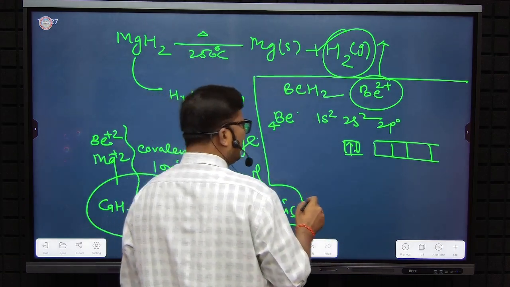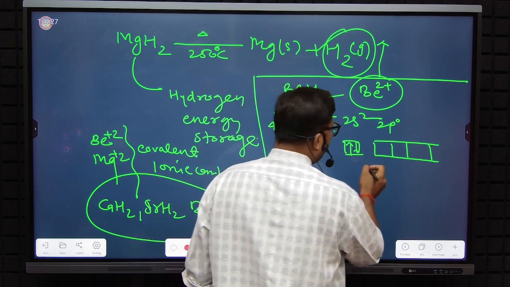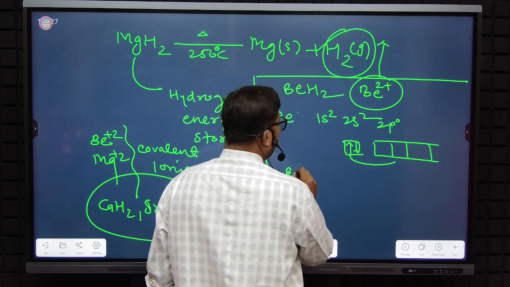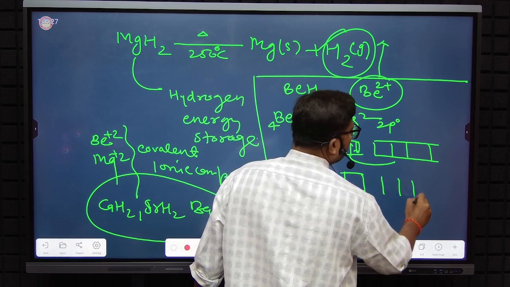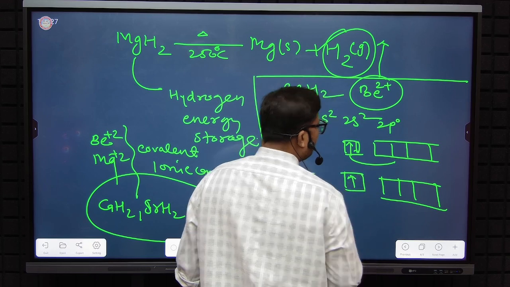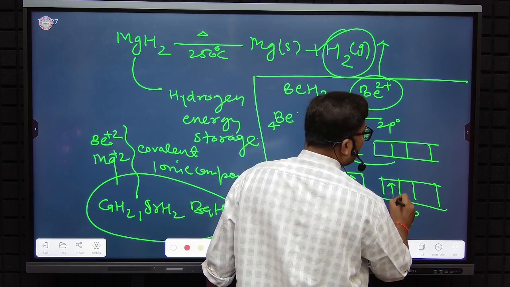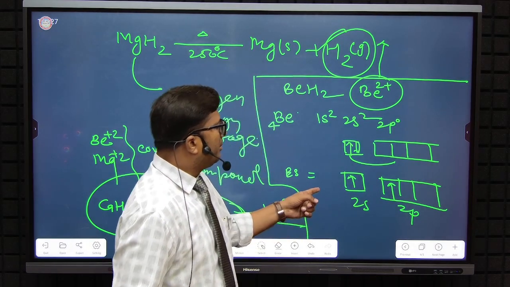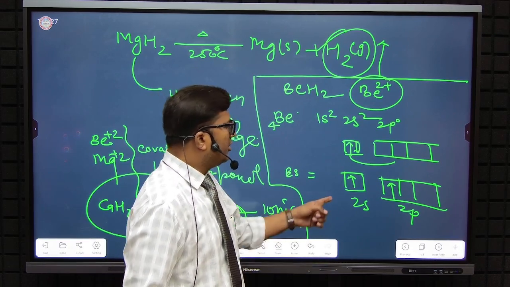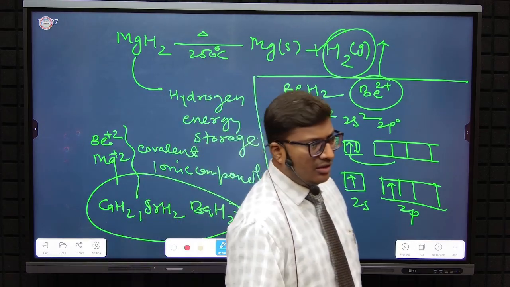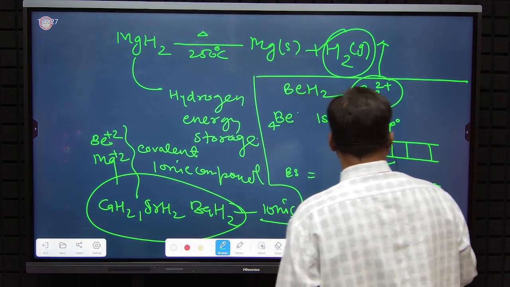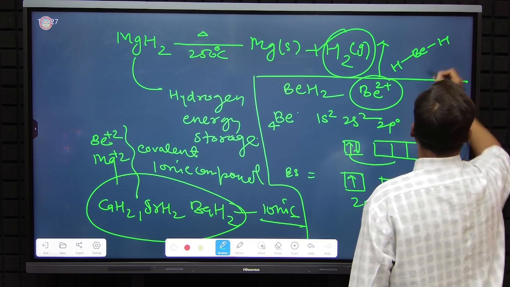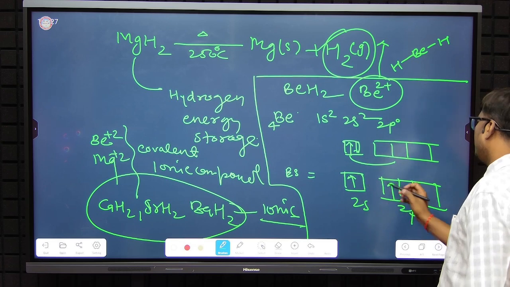Covalent bond formation is only possible if this valence electron is excited to the 2p orbitals. So in the excited state, it forms like that. This orbital contains a single electron, and this also contains a single electron, and these two orbitals remain vacant. So there is a probability of formation of two covalent bonds, because of the presence of two unpaired electrons that can share with two hydrogen atoms. So beryllium can form two covalent bonds because of two unpaired electrons in the excited state.